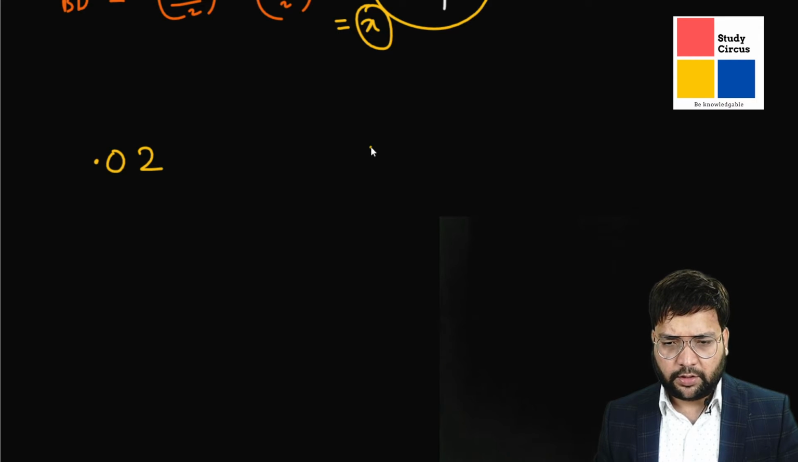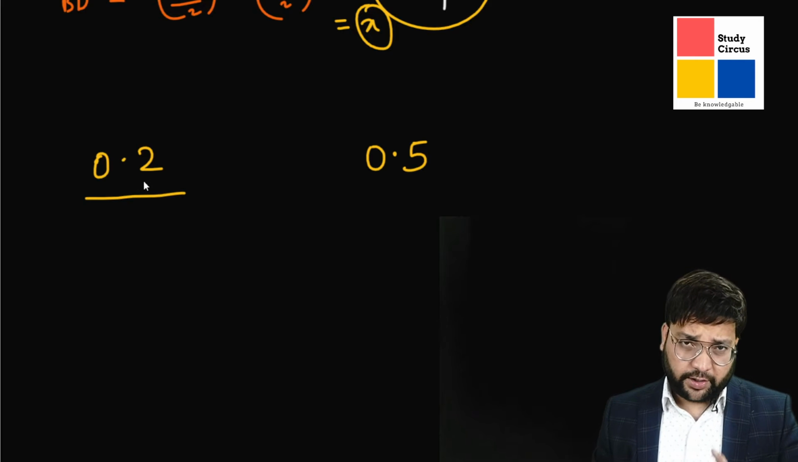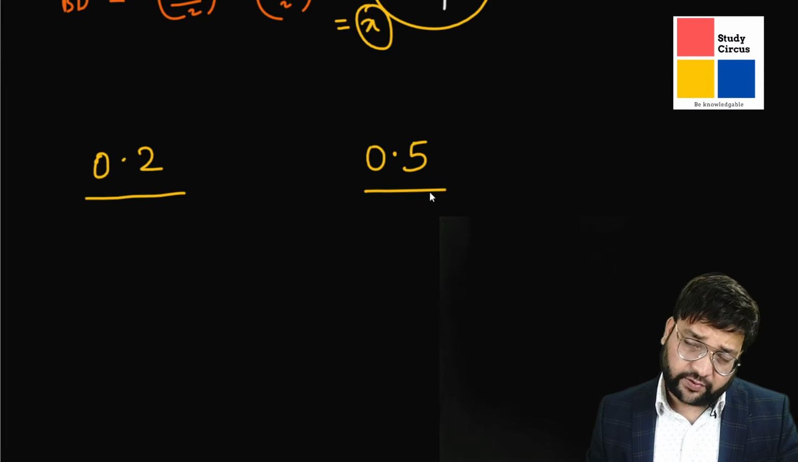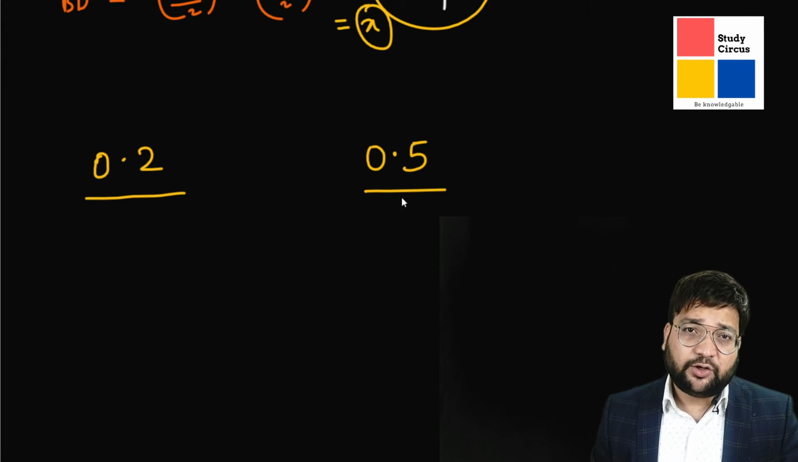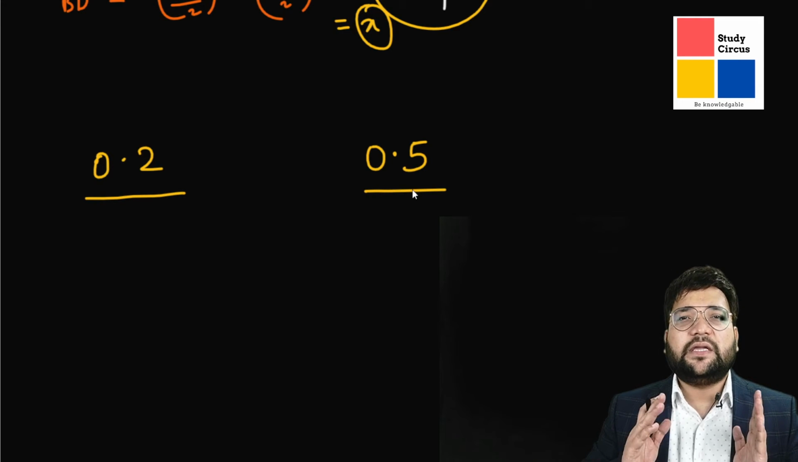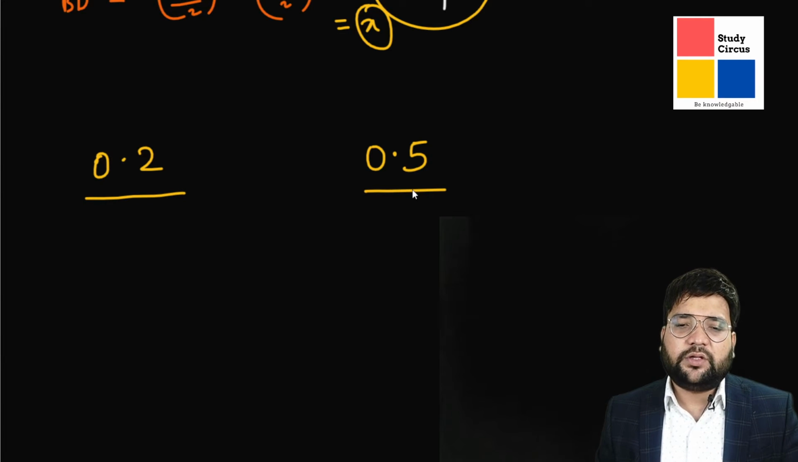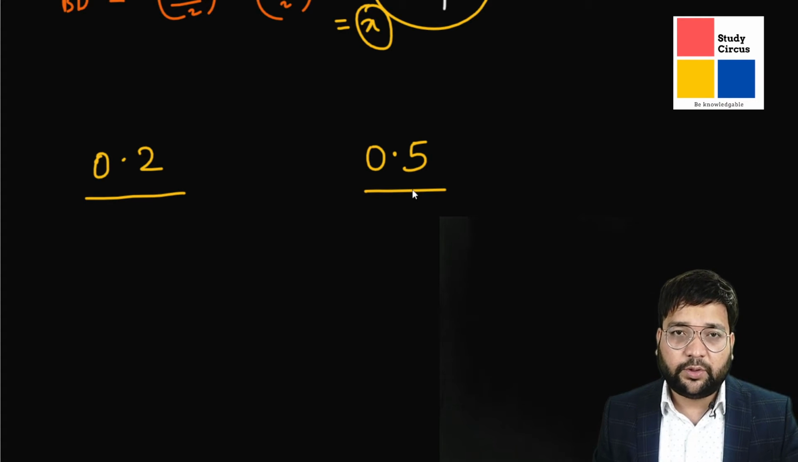and let's say 0.5. Okay, let's make it 0.2. 0.2 is a rational number. 0.5 is a rational number. As I told, there are infinitely many rational numbers in between these two, and many irrational numbers also in between these two numbers. Okay, so someone says just tell me one irrational number between these two numbers.